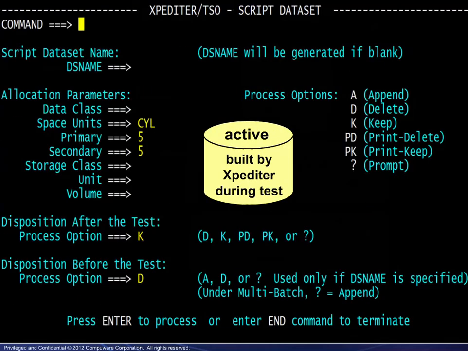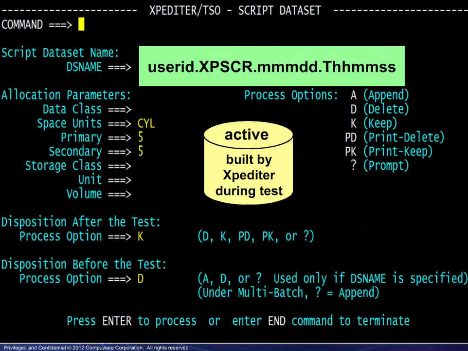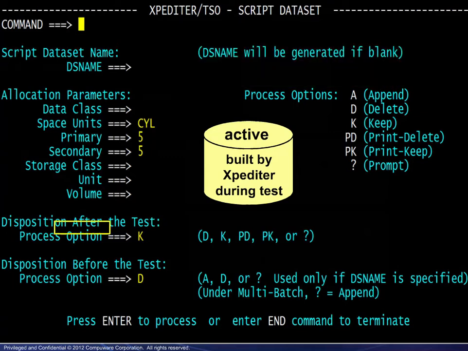The Script Dataset panel allows a user to specify a name for the static dataset. If left blank, the default name will be in the format shown. The most important parameters here are the after and before dispositions. Note the Prompt option, which allows for the user to determine the disposition at the appropriate time during the testing session.